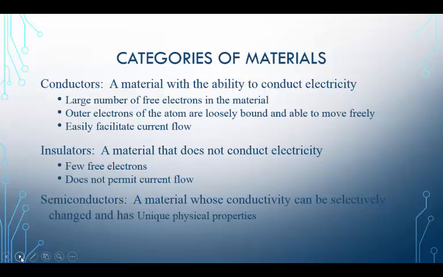Insulators have a lot of electrons, but most of them are not free to move around. They are trapped in the structure of the material, and they do not permit current flow very easily. Semiconductors are materials that can be selectively adjusted, and they are between insulators and conductors.